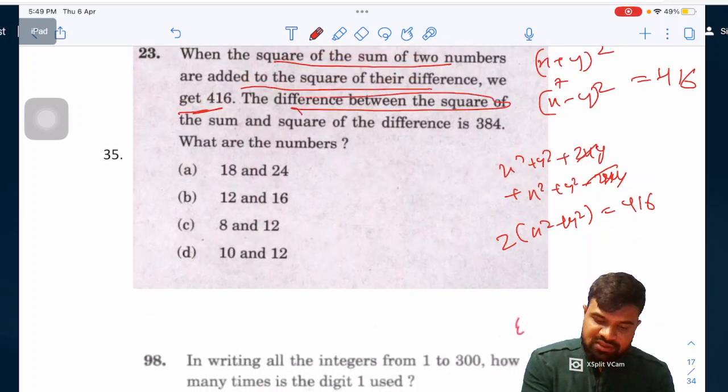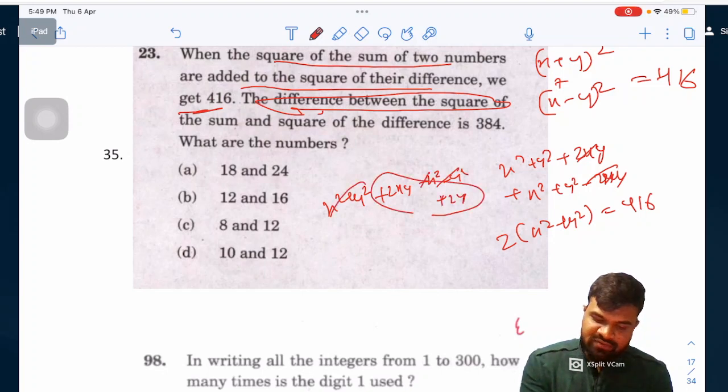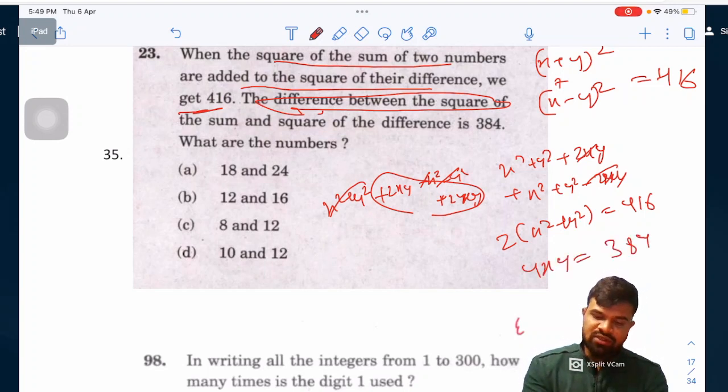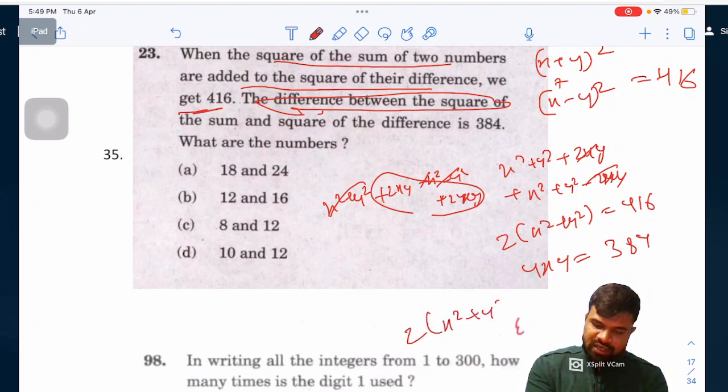Then the difference will be x square plus y square plus 2xy minus x square minus y square plus 2xy. The difference will be 4xy. So 4xy is equal to 384. Based on this, adding these things, we will get 800.